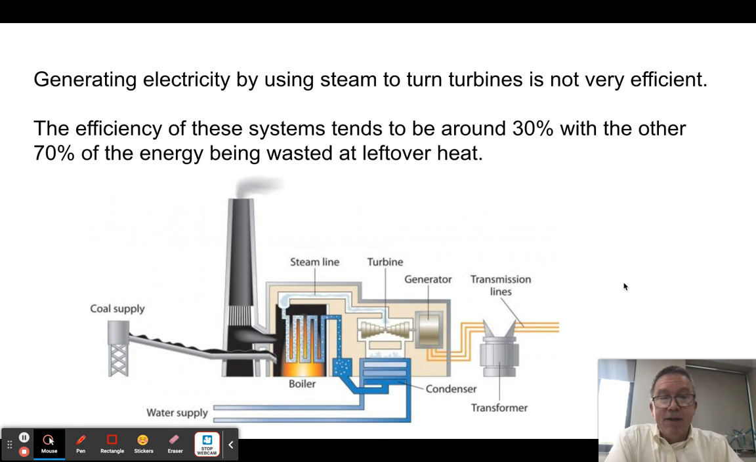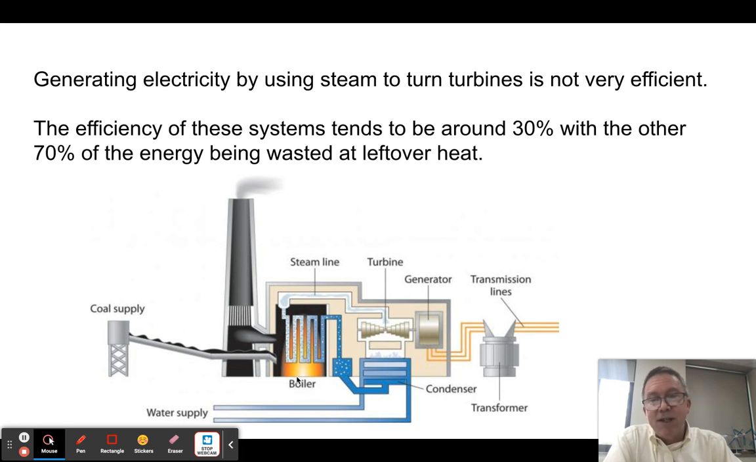Now, the problem is this is a very low efficiency way of generating electricity because we're using heat energy, and that means lots of things are getting hot. We don't want anything to get hot. What we want is electricity. We just like take the chemical potential energy here and turn it into electrical energy here. But that's not what happens.